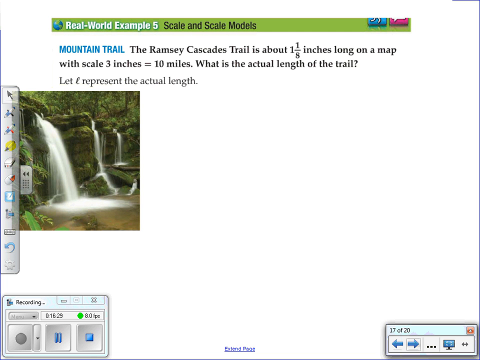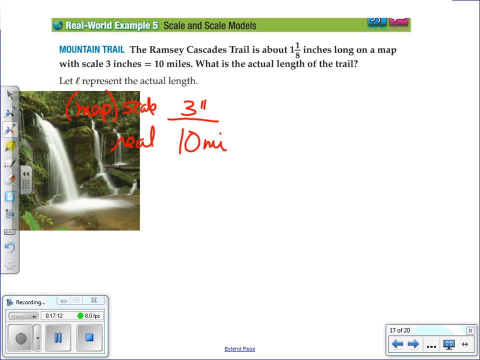Okay, the Ramsey Cascade Trail is about 1 1/8 inches long on a map. The scale of the map is 3 inches equals 10 miles. What is the actual length of the trail? Well, let's set this up. Let L represent the length. Well, we know that 3 inches is equal to 10 miles, right? So we have the scale and the real thing, or the map in this case, right?